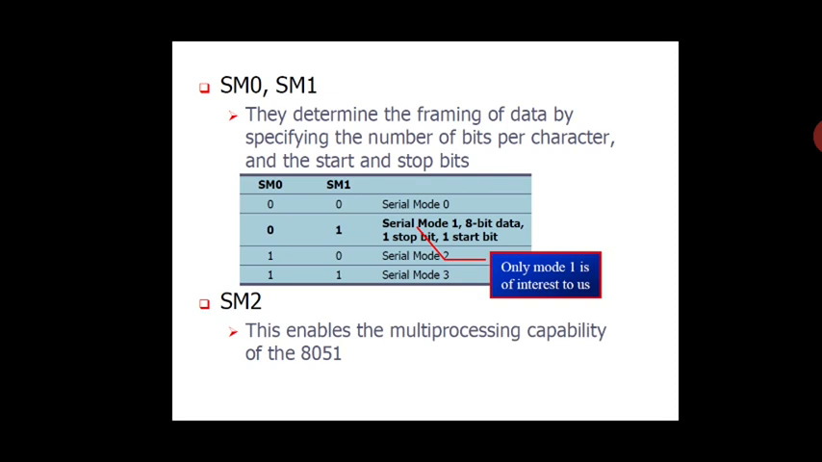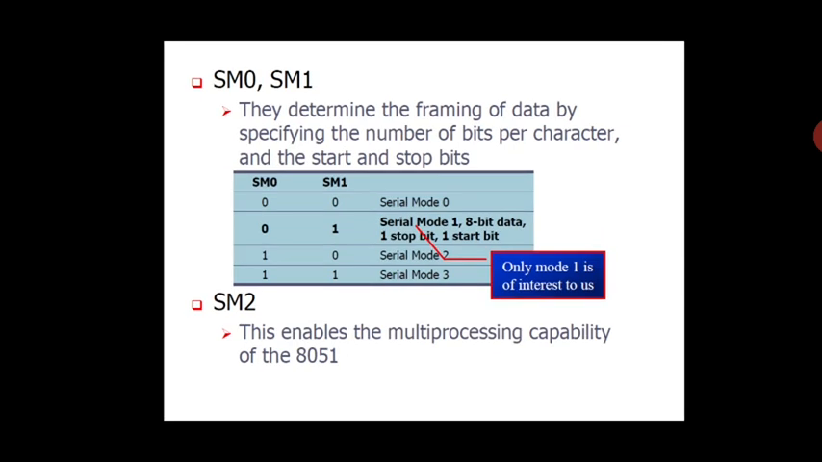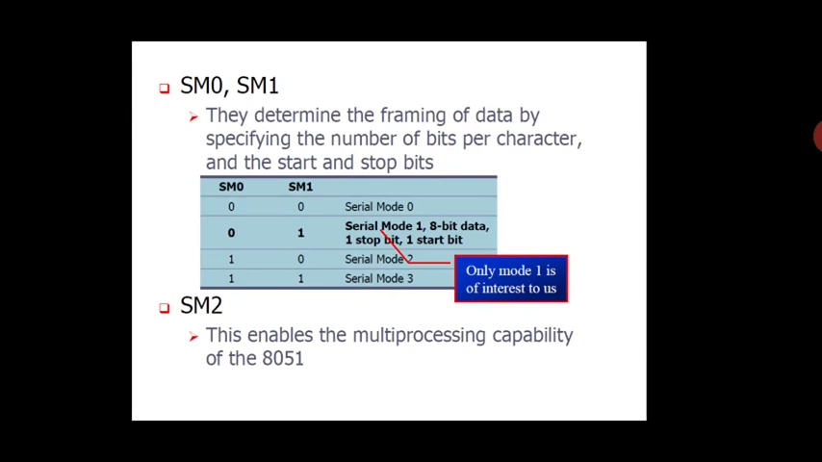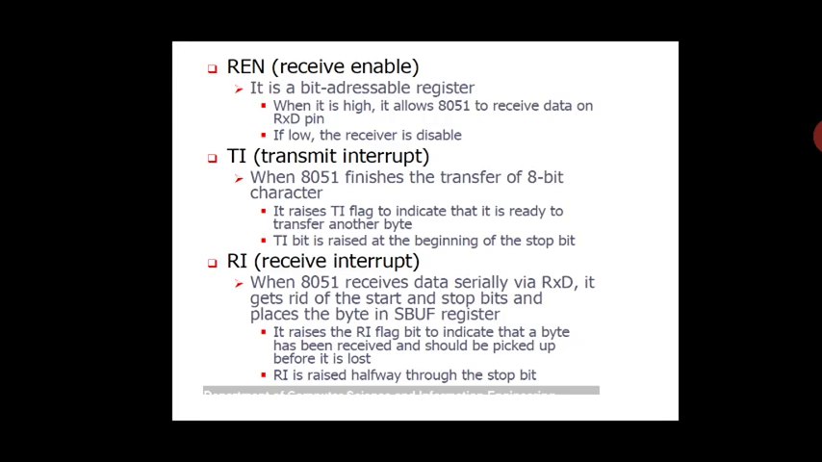If you are using it for a multiprocessing operation, we use SM2. This is very important here: SM0 and SM1, how you configure them. Most of the time we use SM0 and SM1 as 01, that is mode 1.